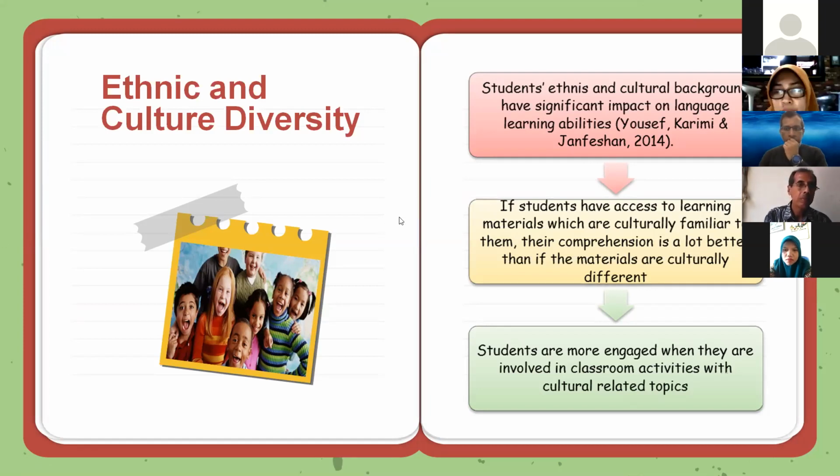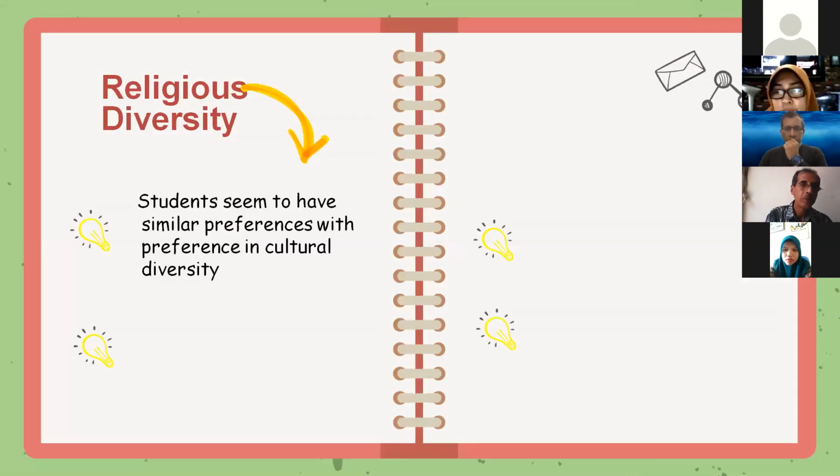So is religious diversity. When we talk about students in the English department at IAIN Bukittinggi, most of the students who speak English here are Muslims. And it seems that if things related to Muslims are included in the teaching material, in the topic of discussion, or in the classroom activities, they are going to be more motivated and more engaged in the learning process. It is the same as the case of cultural diversity that was explained before.